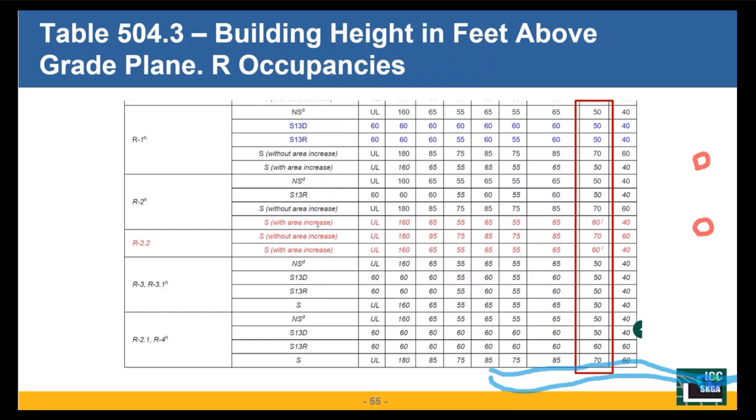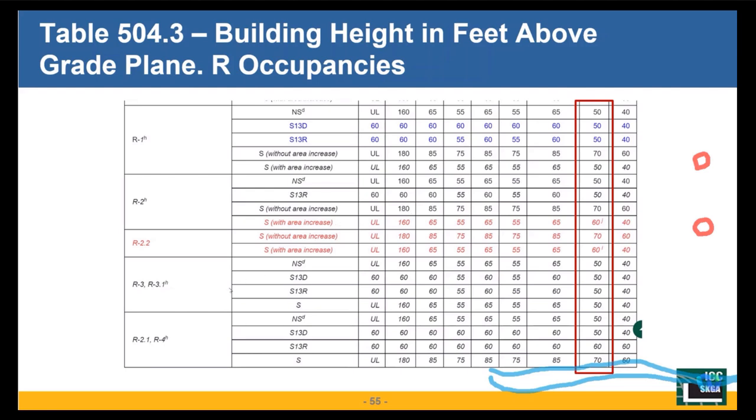So again, these allowable height increases for sprinklers in the past used to be applied manually. Now the code has them built into the table, so you really don't have to worry about applying them. You just go to the actual table, pick the occupancy and type of construction, and based on what we talked about earlier, the fire protection provided, you make sure that the building does not exceed the permitted height.